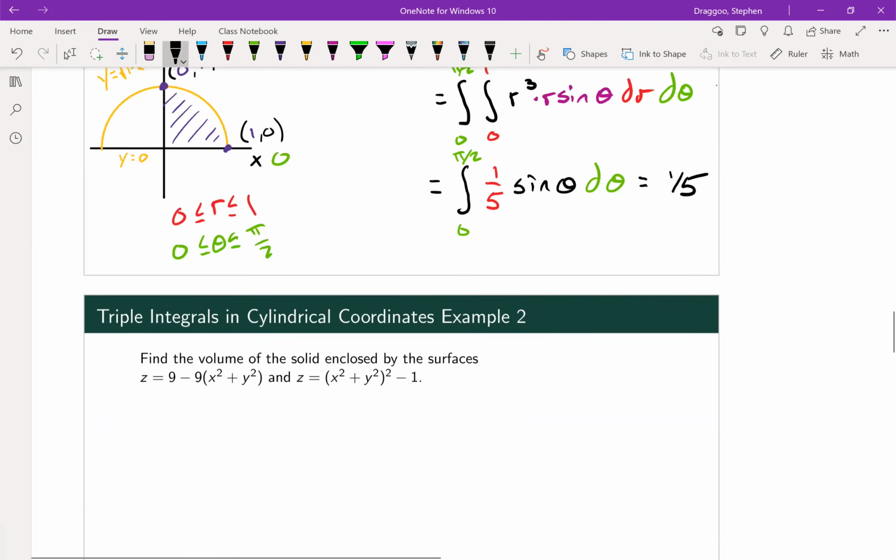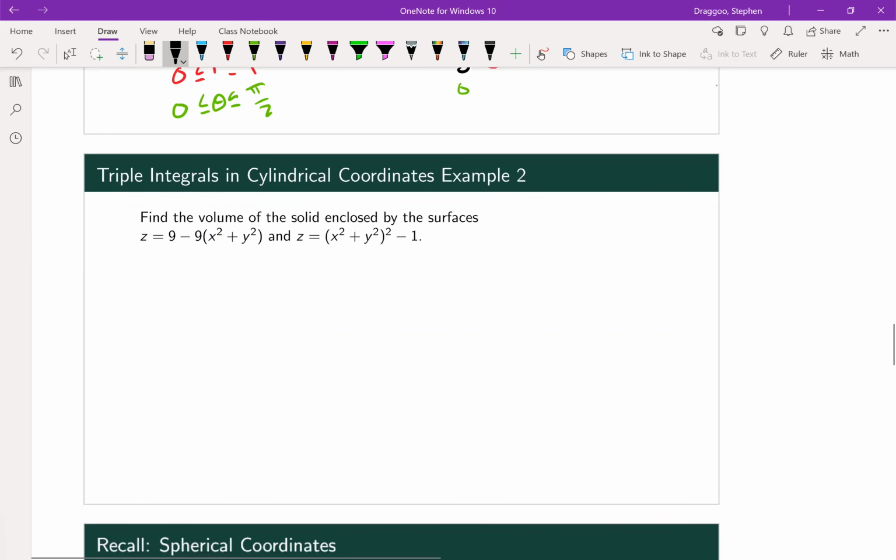All right, let's take a look at the second example in cylindrical coordinates. Finding the volume of a solid that encloses the surfaces listed below. So we're just going to want to integrate dV, which means we'll need some bounds for these equations. Starting with this top one, that's going to be z equals 9 minus 9r squared. The second one should be z equals, well, it looks like r squared squared, which will be r to the 4th minus 1.